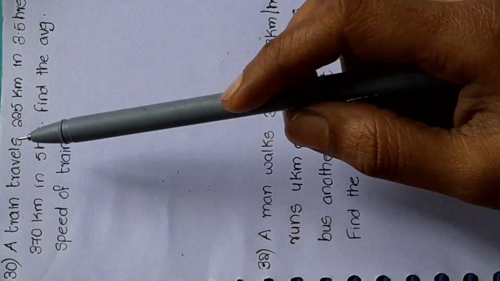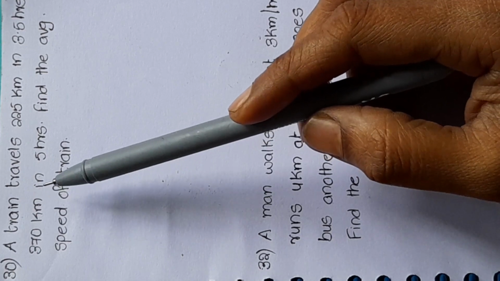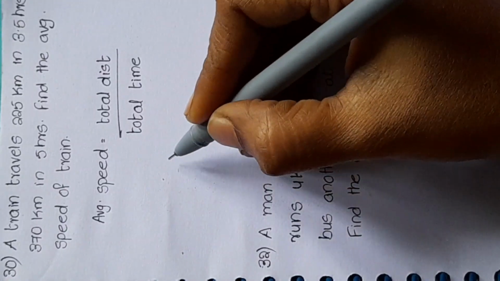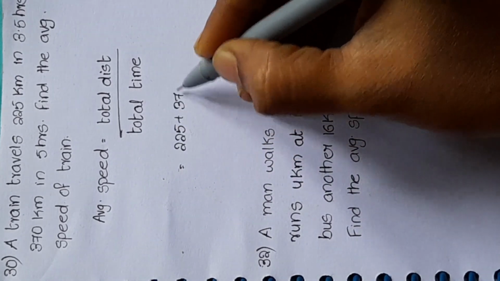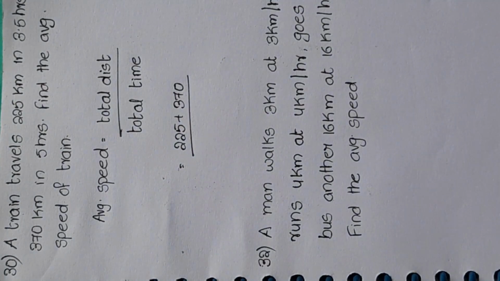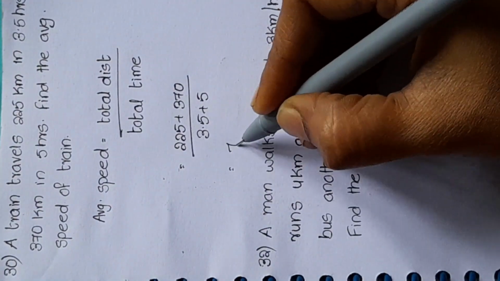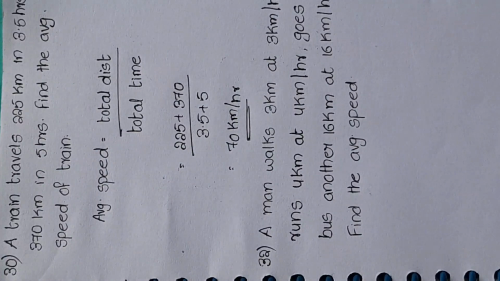Question number 30. A train travels 225 km in 3.5 hours and 370 km in 5 hours. Then the average speed of the train is, average speed is total distance by total time, that is 225 plus 370 by 3.5 plus 5. We get this as 70 km per hour is the average speed of the train.